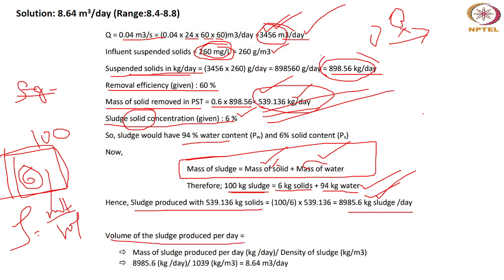So the volume of the sludge produced per day will be the mass of the sludge produced per day divided by the density of the sludge. If we divide this weight or mass by the density, we'll get the volume. So by that way, I'm getting around 8.64 meter cube per day. That is my volume of sludge produced per day.